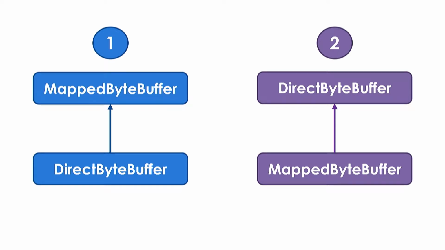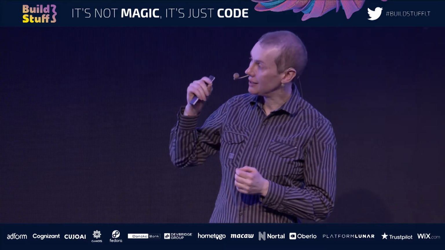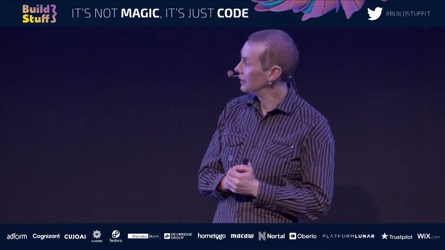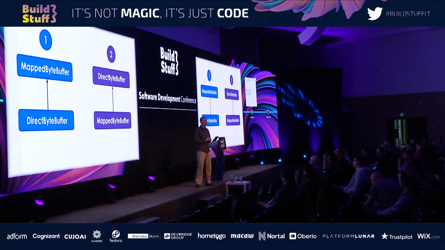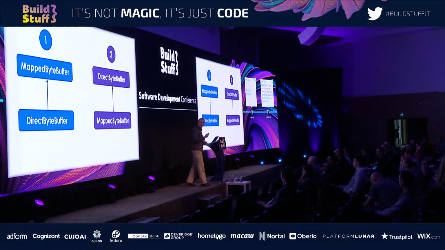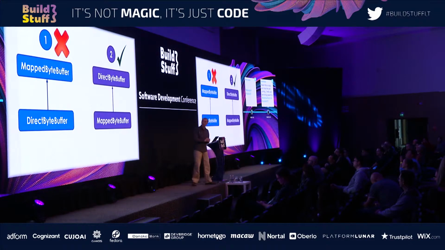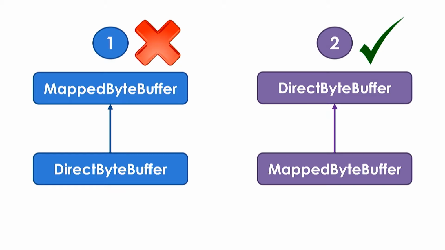Now, the fact that with the substitution principle, you're only allowed to add features. You must be able to directly substitute a subclass for a base class, and it should behave correctly. So a direct byte buffer has less functionality than a map byte buffer. So who thinks 1 is the correct implementation? No. Who thinks 2? Yay, so we've got more people think it's 2. Well, under Liskov's substitution principle, 2 is the correct answer.